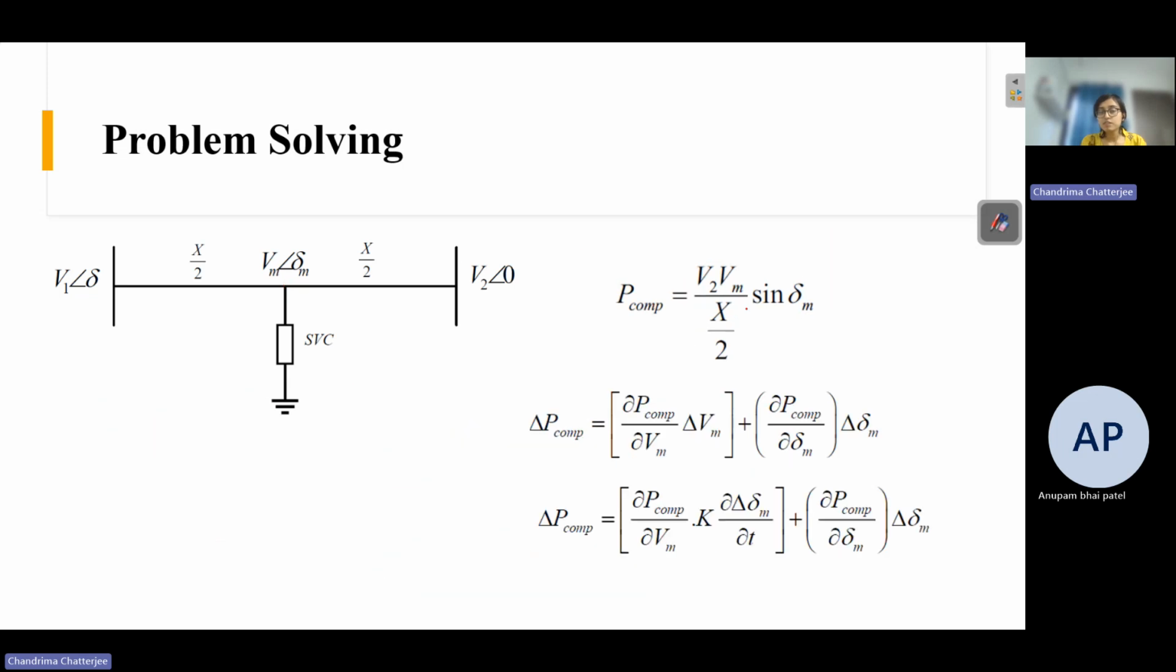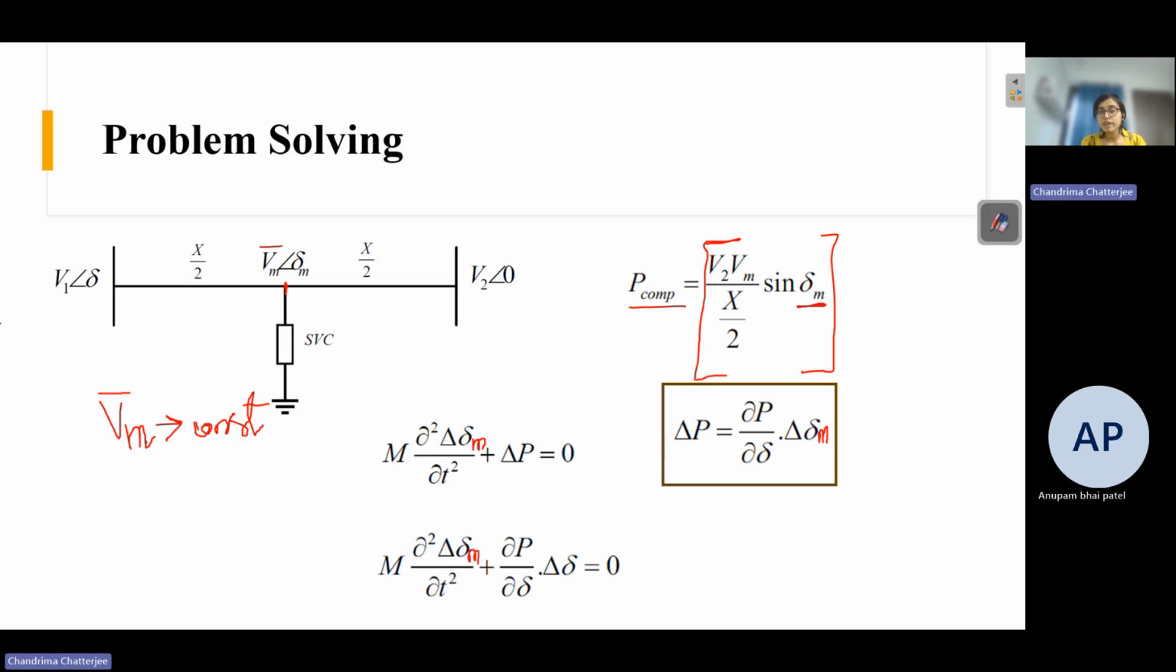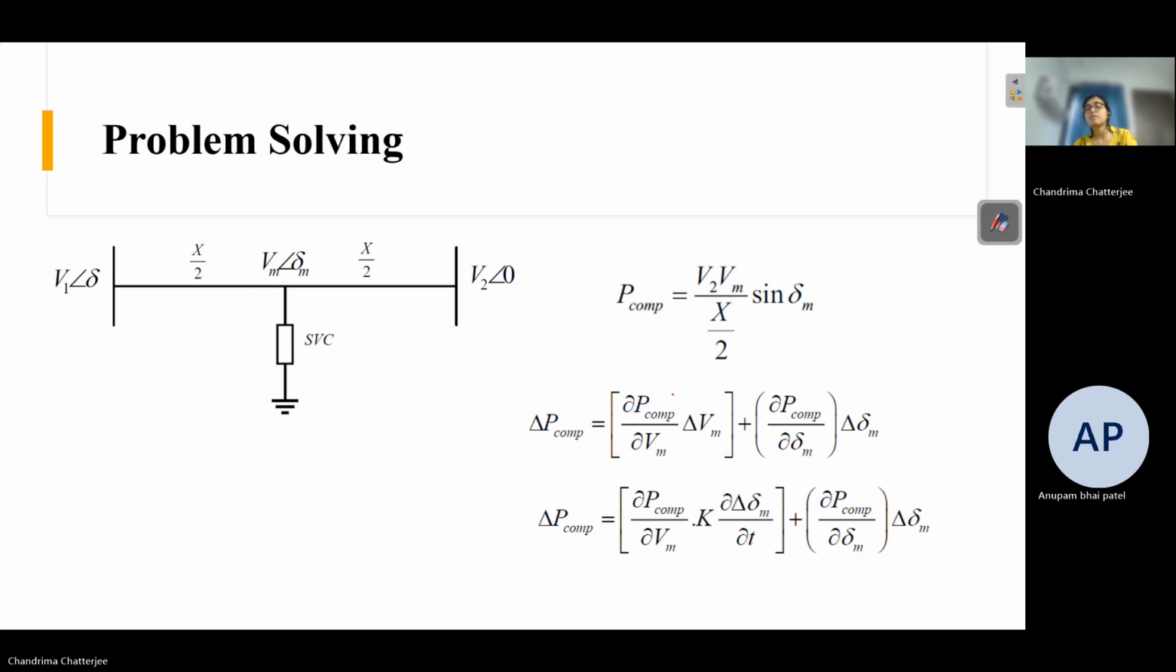The next objective is how we will have to somehow vary this voltage, and how we will vary it so that the system gets damped, that we will see. So suppose now the first case was Vm is constant. The second case is Vm is not constant. Vm is variable.